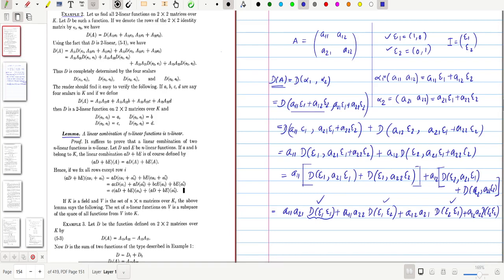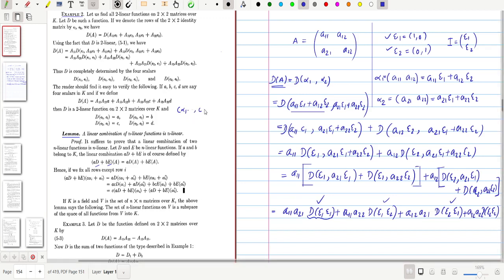In the lemma we can prove that a linear combination of n-linear functions is n-linear. That is because if you consider two n-linear functions D and E defined on M n K, then we will prove that AD plus BE is again an n-linear function. That is, we consider AD plus BE of C alpha i plus alpha i prime. Actually, instead of this, we need to write alpha 1 etc.